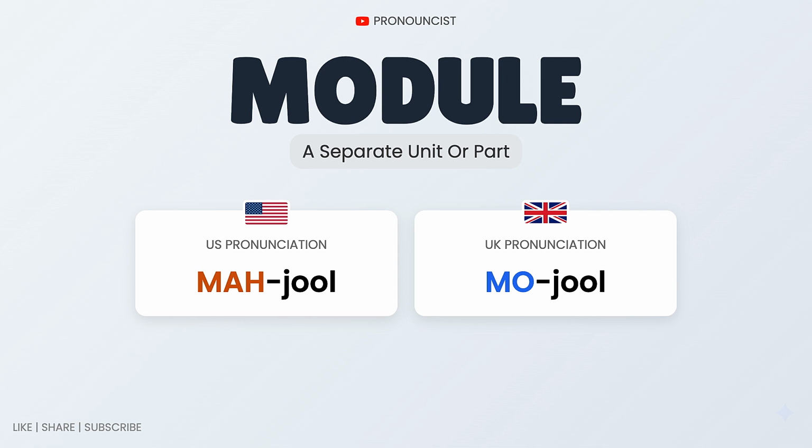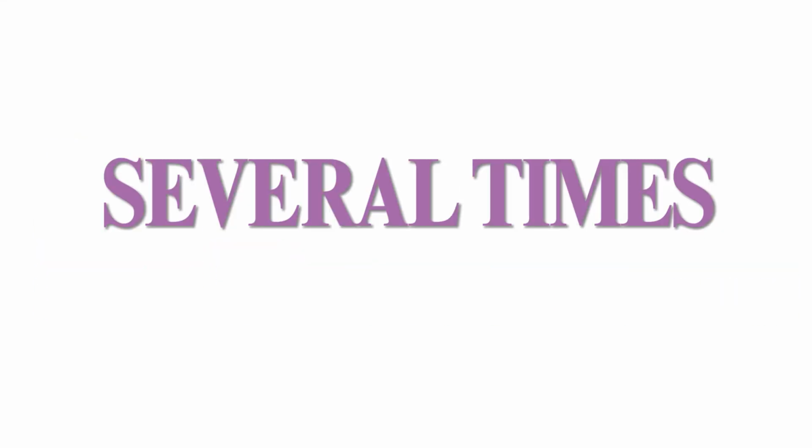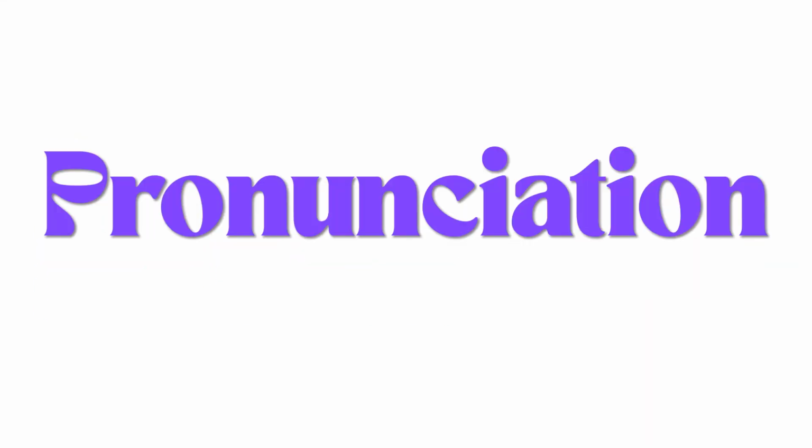Practice repeatedly and you'll soon be able to say this word perfectly. The best way to practice is to repeat the syllable multiple times. The meaning of the word is a part of a system. Try repeating this word several times to improve your pronunciation.